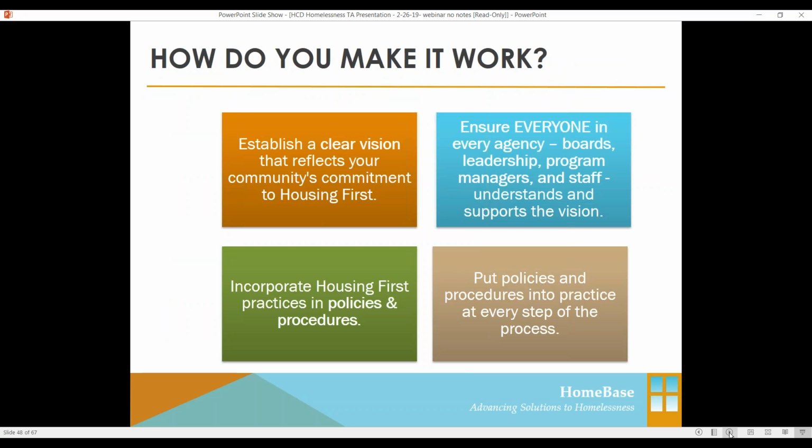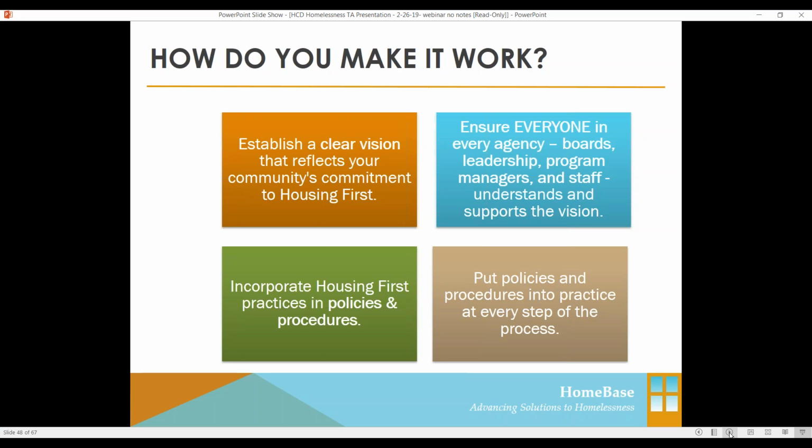So first and foremost, we know that many California communities have already endorsed Housing First, certainly in their CoC and state-funded programs. But we also know that endorsing it and even writing policies about it does not make it actually work in the community. And so we've come up with some ideas for helping you identify how to make those policies a reality and how to support your providers in implementing Housing First.